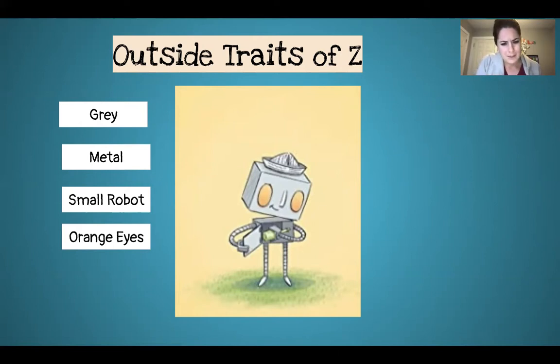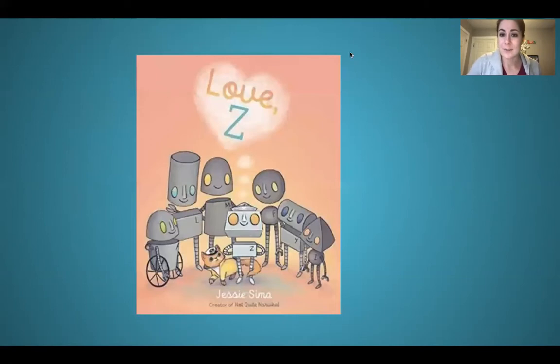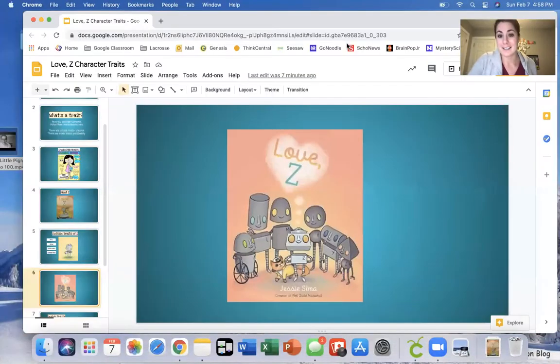I can see he's putting maybe something in his, wow, his robot compartment opens and he can store things in there. Didn't know that. But looking at him right there, I can't tell if he's brave or shy or scared of the dark. Like, I don't know anything about him. So we have to read to find out. So let's read Love Z.